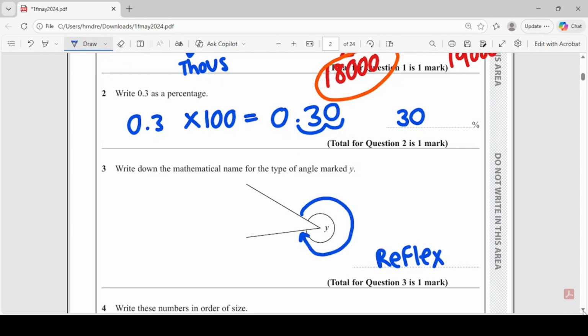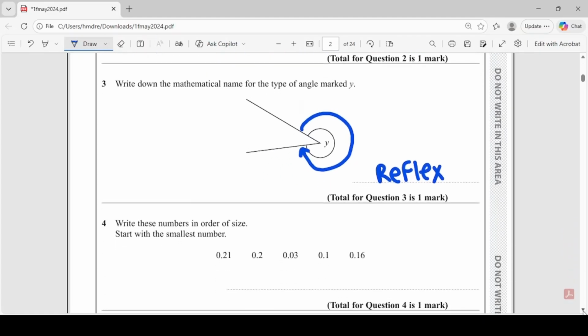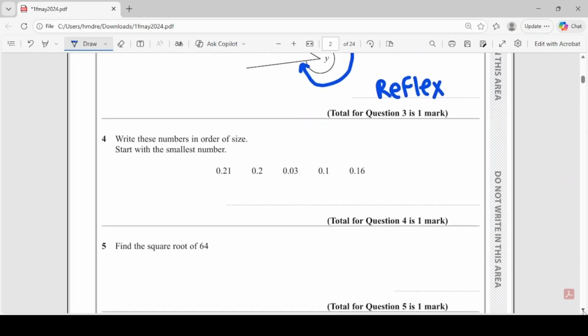But that being said, if you don't know that when you're writing your exam, I would leave it and come back to it later. It's only 1 mark, so I wouldn't let that stress you out. Just keep going and get as much as you can down on the paper.